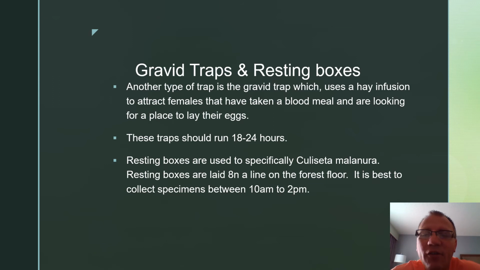Looking at gravid traps and resting boxes, which is another type of trap, the gravid trap uses a hay infusion to attract females that have taken a blood meal and are looking for a place to lay their eggs. These traps as well should run for 18 to 24 hours.